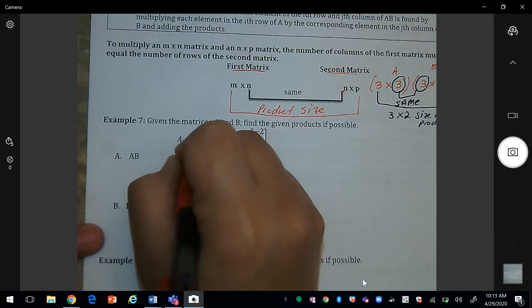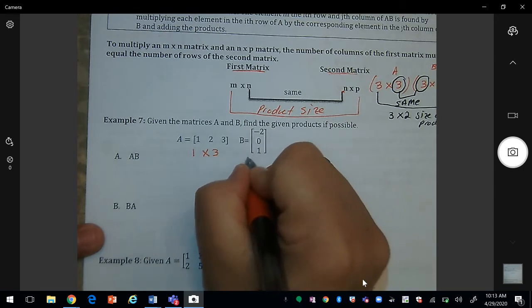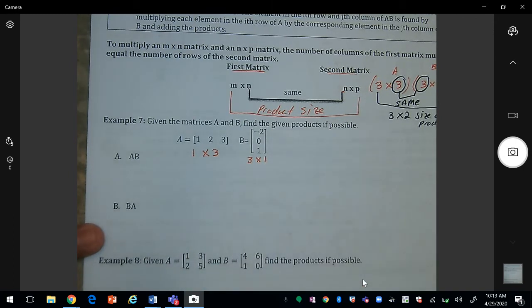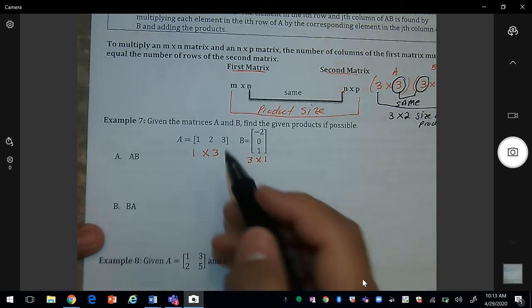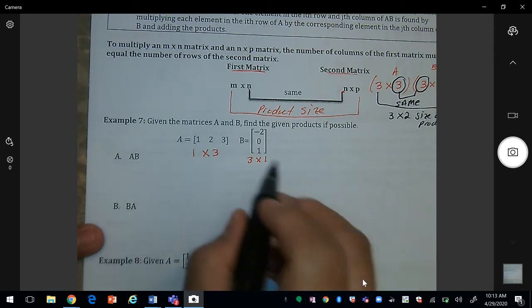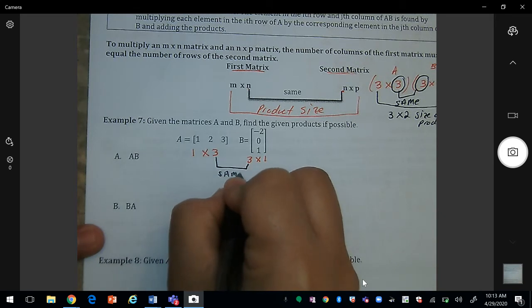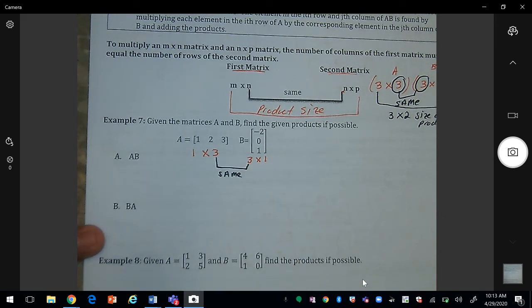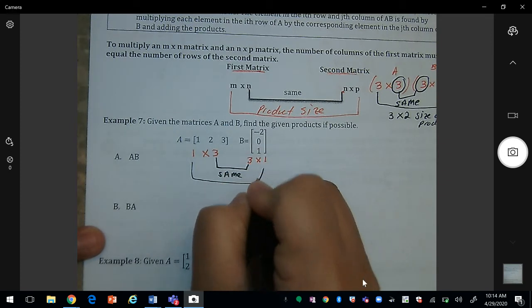Okay, so for example, if we want to multiply A times B here, first let's check the order. This is going to be a 1 by 3 matrix because we have 1 row, 3 columns, and this is a 3 by 1 matrix. So first we need to check if the number of columns and the number of rows are the same. And they are, so that means that we can multiply. And the resulting size of this matrix is going to be a 1 by 1.